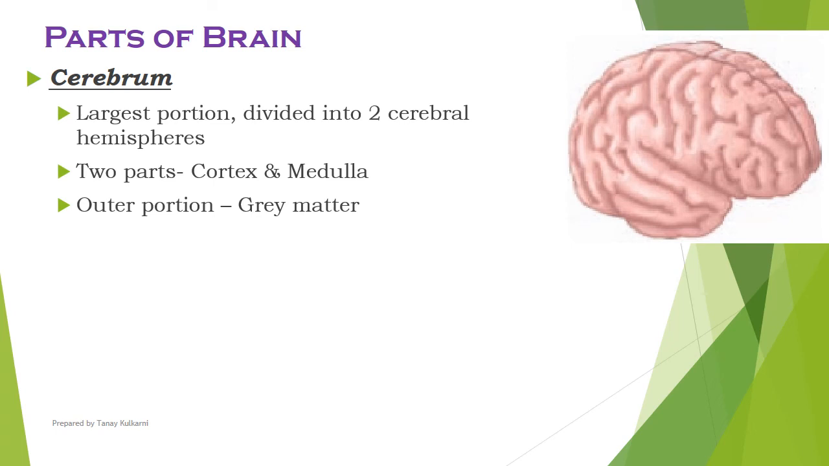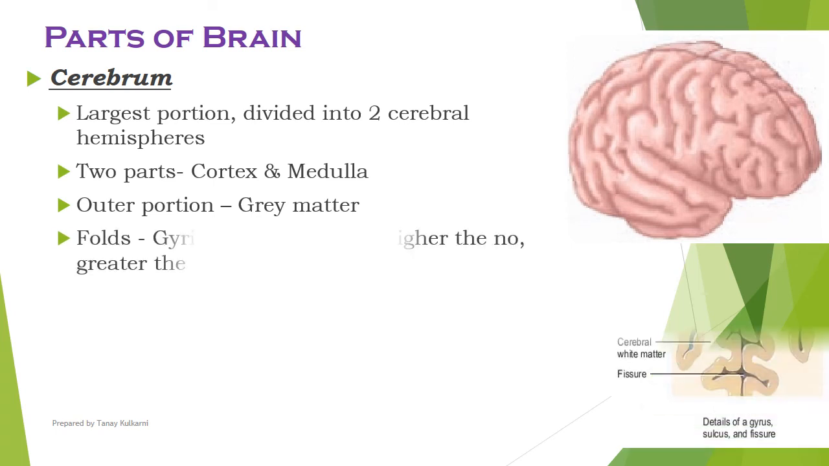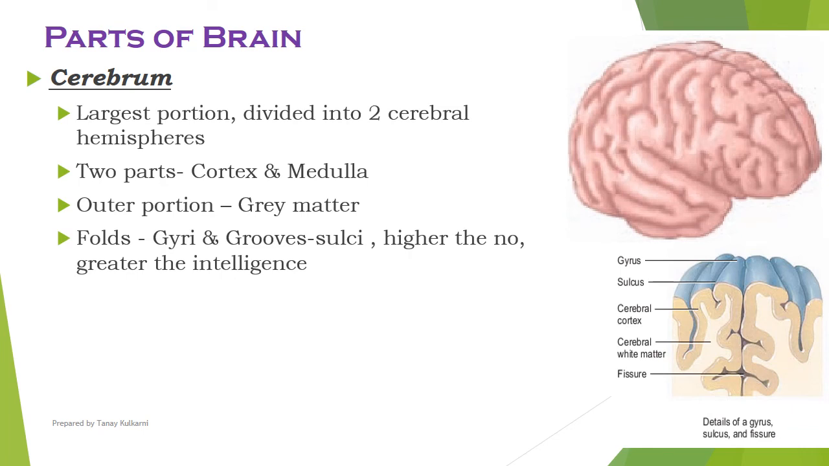The outer portion, that is the cerebral cortex of cerebrum, contains cell bodies of the neurons, and therefore it appears grayish in color, and we call it gray matter. Next, this gray matter has a number of folds and grooves. The folds are called gyri and the grooves are called sulci. Studies have proved that the number of gyri and sulci determine intelligence. Higher the number, greater the intelligence.